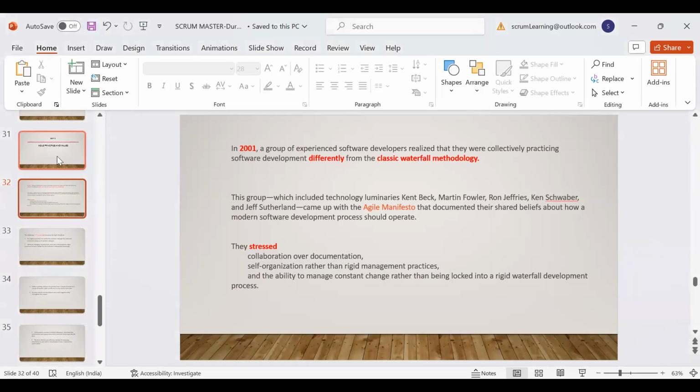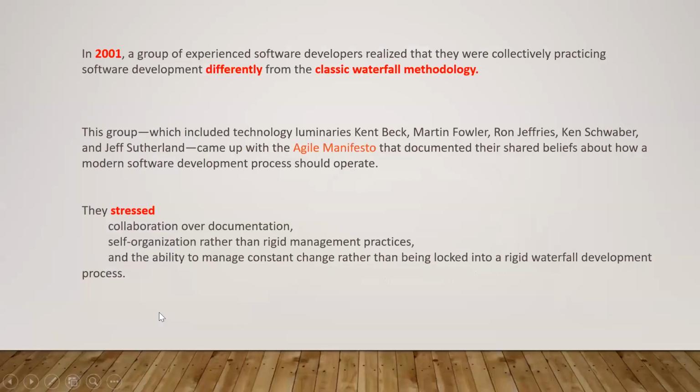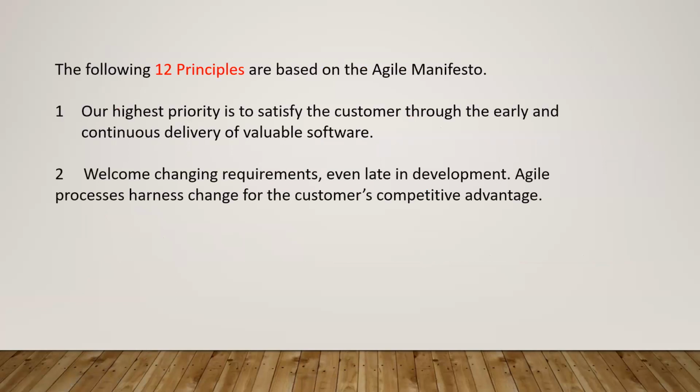So yesterday we discussed the classical Agile Manifesto, where 15 people had a meeting and came up with certain principles and values. We have discussed the first two principles. We will go through these principles once again.